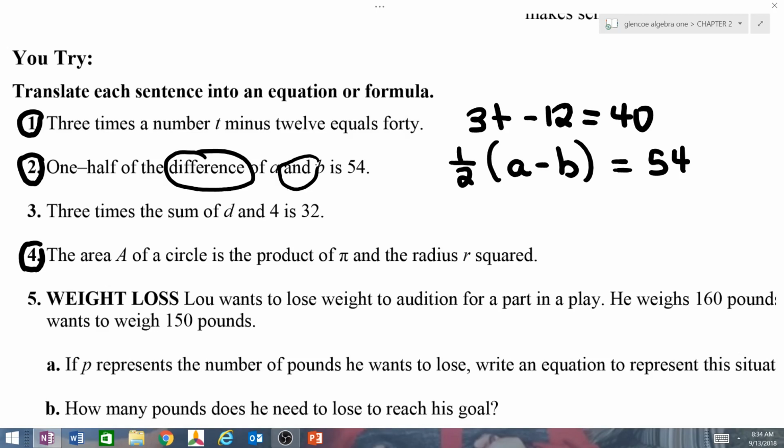Would you like the next one? No, I have a question about that one. Yes. Would it be correct if you did a minus b, both of those over 2 equals 54? That is also correct. Okay. But this is probably a little bit easier to work with. Well, you can use an equal proportion, and we'll do that later.